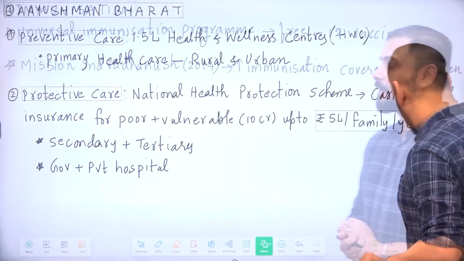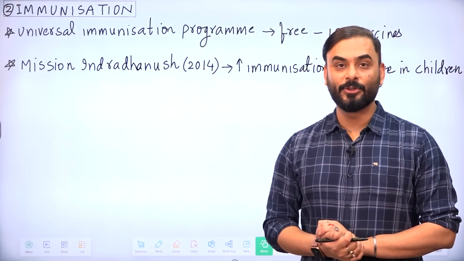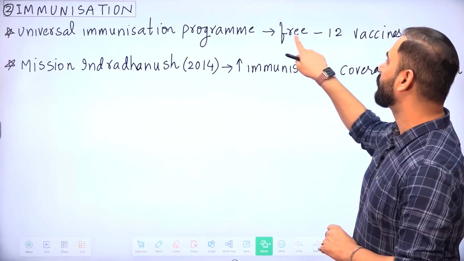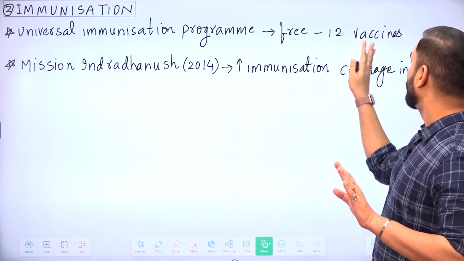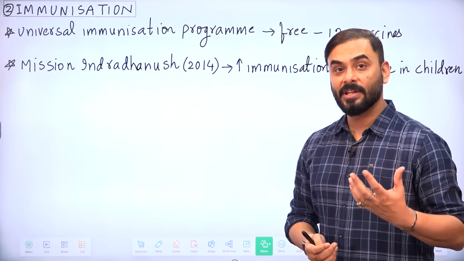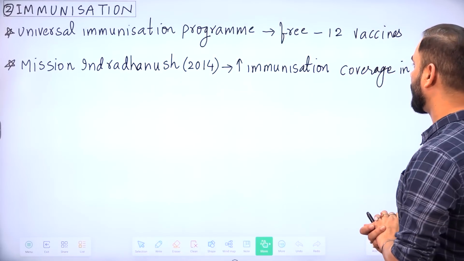Now, there are some communicable diseases which can be controlled through vaccination. So, Government of India has started a program called Universal Immunization Program, where 12 vaccines are given free of cost. And to promote vaccination among children specifically, the government launched Mission Indradhanush in 2014.